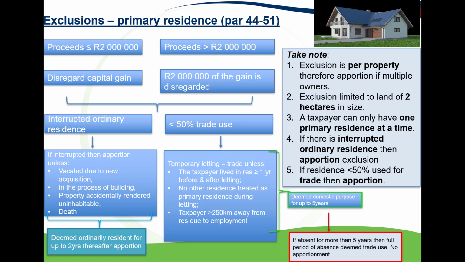It is important to note that the rules in terms of ordinary residence as well as trade use are applicable to both a scenario where the primary residence is sold for proceeds exceeding 2 million as well as for less than 2 million.